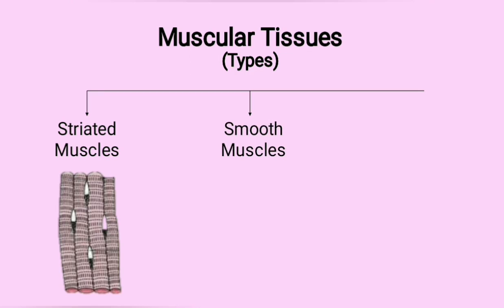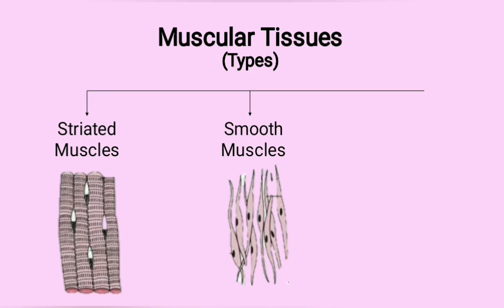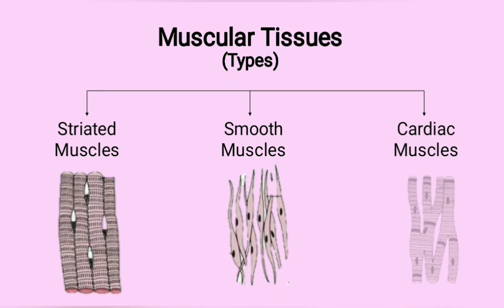The second one is the smooth muscles. They do not have any dark or light bands. And the last one is cardiac muscles, which makes your heart. Your heart is made up of cardiac muscles. So three types of muscular tissues are present: striated, smooth and cardiac.